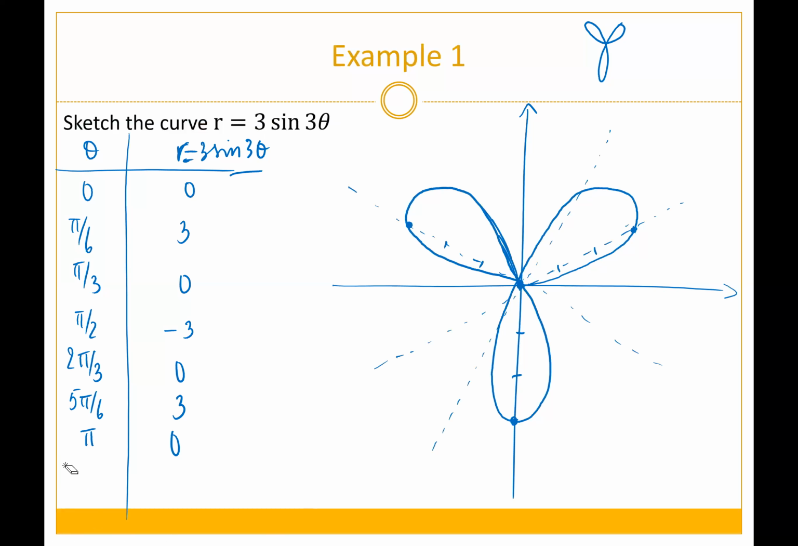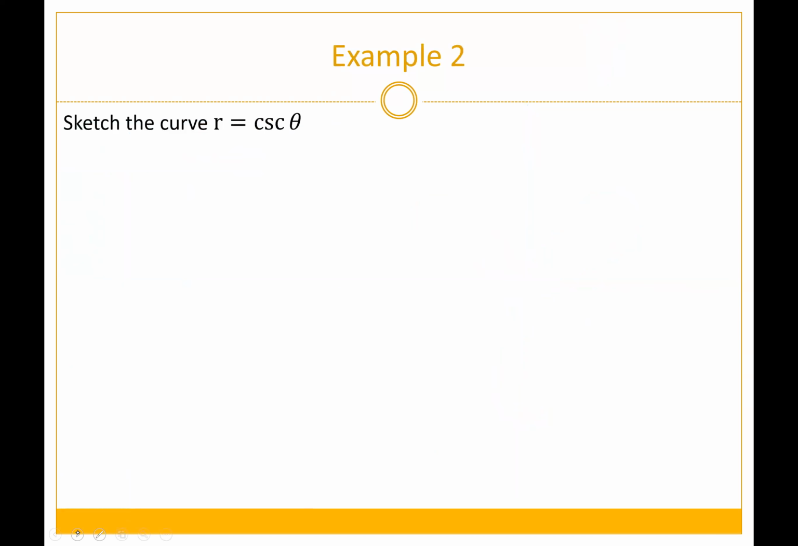But from here, you can identify the fact that if you go any further, it's going to repeat itself again. If you continue to expand, say 5 pi over 3 and so on, that will give you the same graph. So let's call it the graph, and then let's go to example 2.